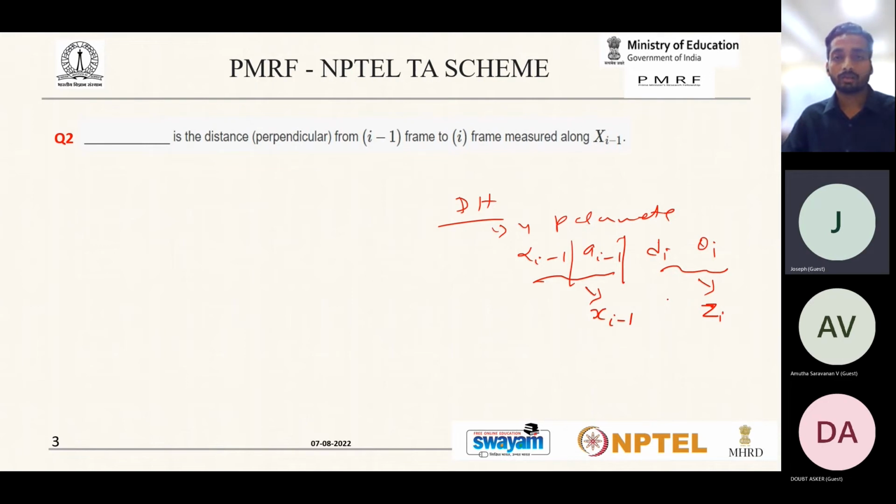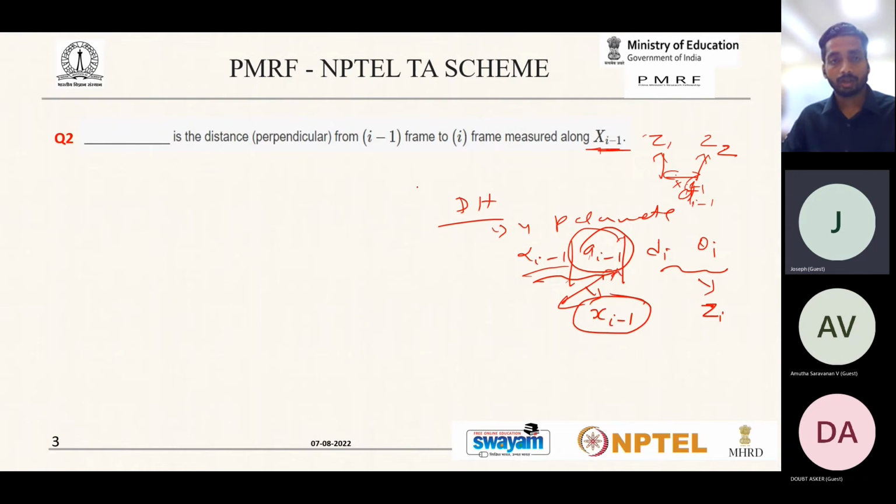The question is the distance from the i minus 1 frame to the i frame measured along x i minus 1. So what we want is the measurement along x, that means we want a i minus 1. This is the distance measured along x i minus 1, and that is nothing but this: if these are z1 and z2, the distance between these two is given by a i minus 1, along x i minus 1, or here x1 as we are taking z1. So the correct answer for this is link length, as we want the distance between the i minus 1 frame and the i frame with respect to x i minus 1.